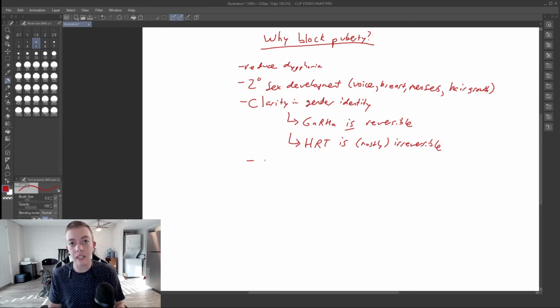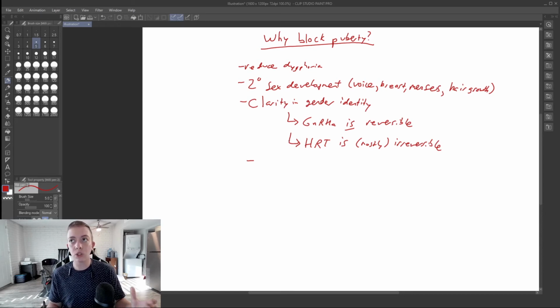Also, something that needs to be considered, and this is one that might not come to mind very quickly, is that you suppress endogenous development so that you can start HRT at a rate that is congruent with their age and that they can undergo a puberty that more falls in line with the people around them, their peers at school who may be going through an endogenous puberty themselves.